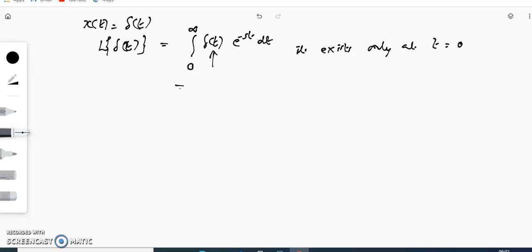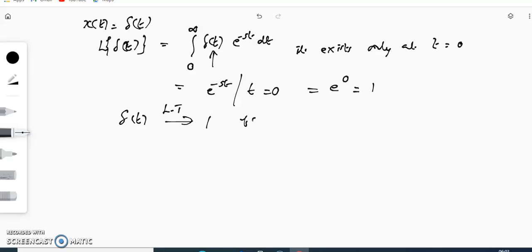So what will be the integral value? You don't have to integrate. You don't have to run summation because there is only one value, isn't it? So this is e raised to minus st, with t equal to 0, which is e raised to 0, which is equal to 1. So delta t, its Laplace transform is 1 for all values of s. Whatever be the value of s, the Laplace transform will be equal to 1.